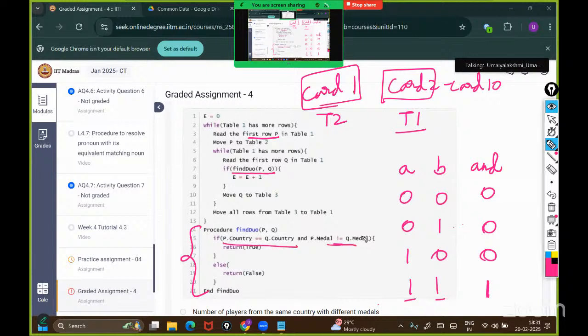Both people's medal should not be the same. Then it will return true. If any one condition fails, it will return false. Madam, here it should be one, what you said earlier, zero. So if the country is not the same, then it won't go to the next condition. It will not check the second condition at all, so it will return false directly. Yeah, exactly.